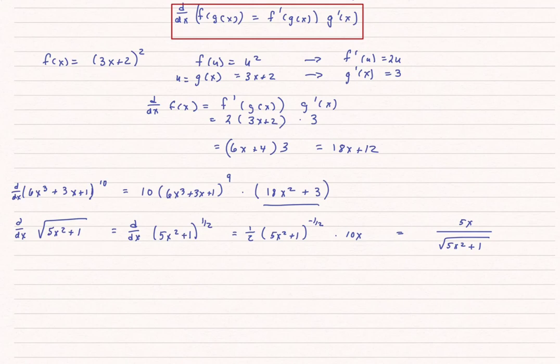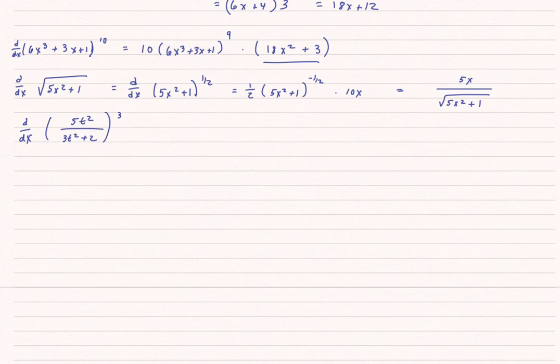Here's a more complicated example. Okay, I've got a messier thing in the parentheses, but again, just to start, I'm going to take the derivative of something messy to the third power. That's simply 3 times that something messy to the 3 minus 1 or 2 power. And let's go ahead and write in what is that slightly messy bit. That slightly messy bit, once I have to take that derivative, I'm going to have to use the quotient rule. So let's go ahead and do that.